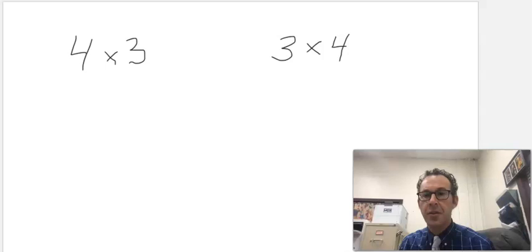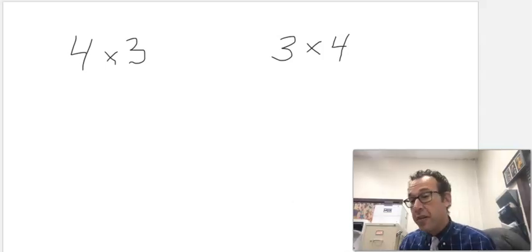Is 4 times 3 the same as 3 times 4? If you said yes, you're right. Sort of. They both have a product or answer of 12, but they represent two different situations.